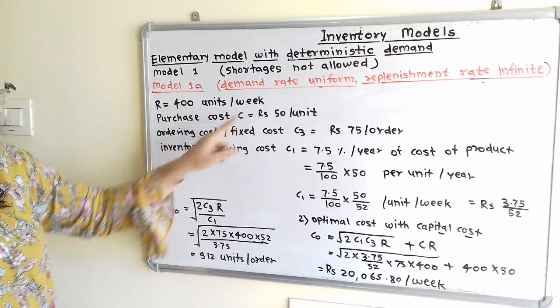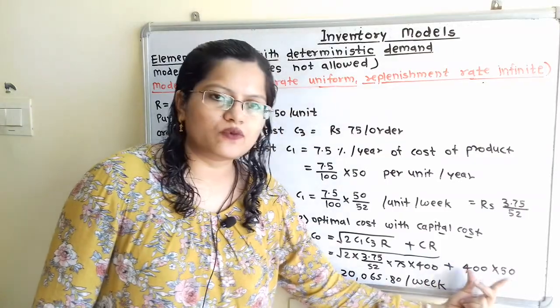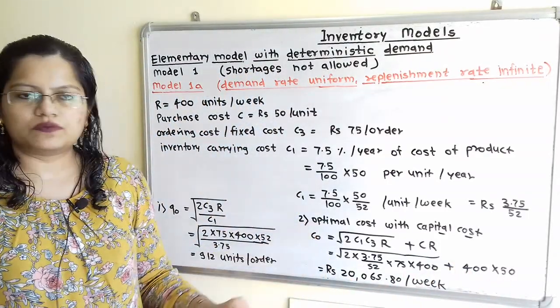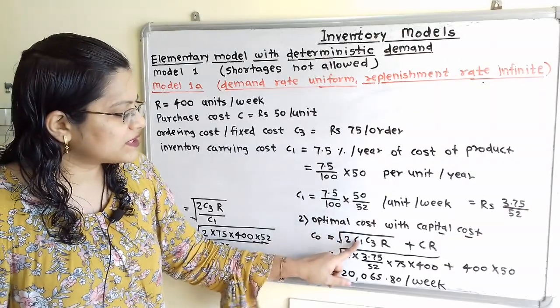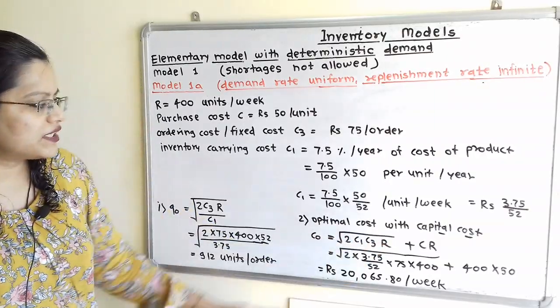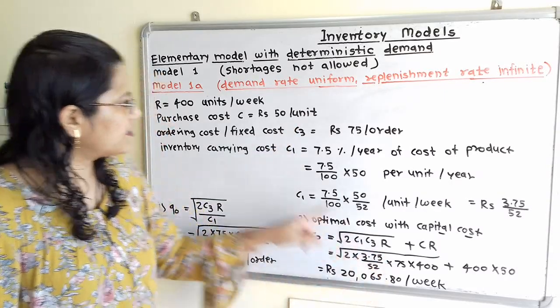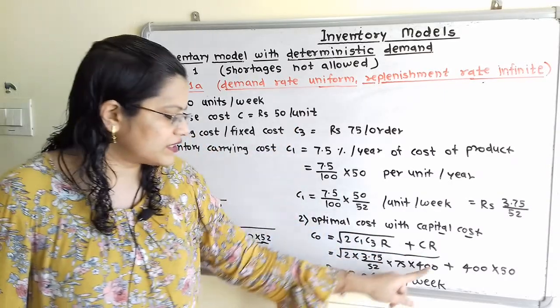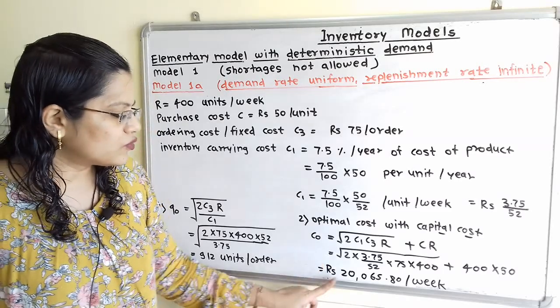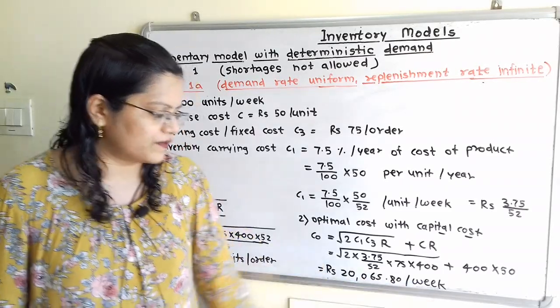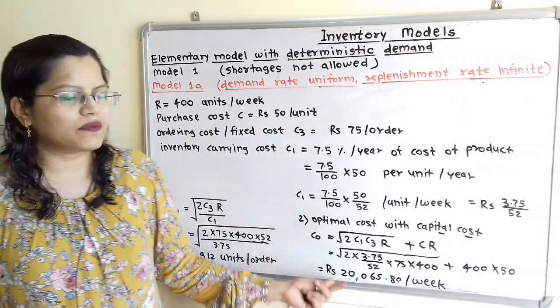So it's 400 multiplied by 50, that we have to add in the cost of the basic formula, that is C0 is equal to under root of 2 C1 C3 R. C1 is known, C3 is also known, and R is also known. When we calculate this, we will get the answer rupees 20,065.80 per week. So this is the optimal cost.